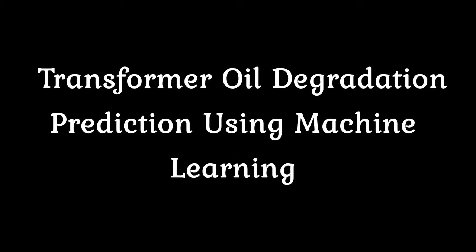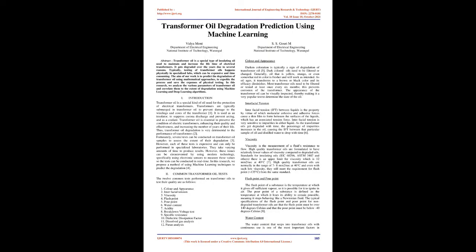Transformer oil degradation prediction using machine learning. Abstract: Transformer oil is a special type of insulating oil used to maintain and increase the lifetime of electrical transformers. It gets degraded over the years due to several reasons. Typically, testing of transformer oils happens physically in specialized labs, which can be expensive and time-consuming.